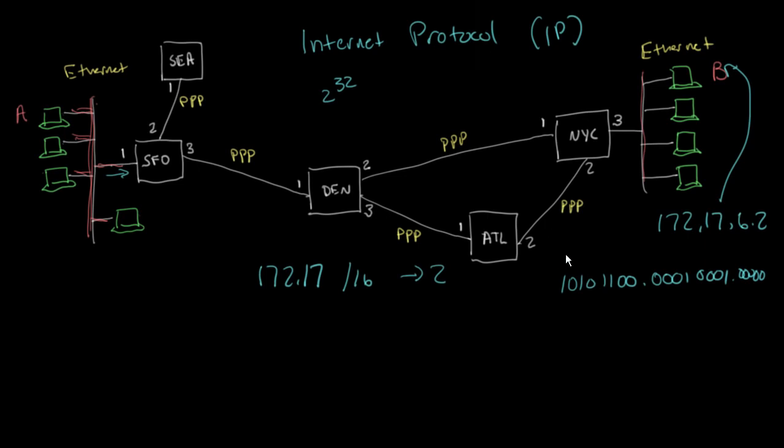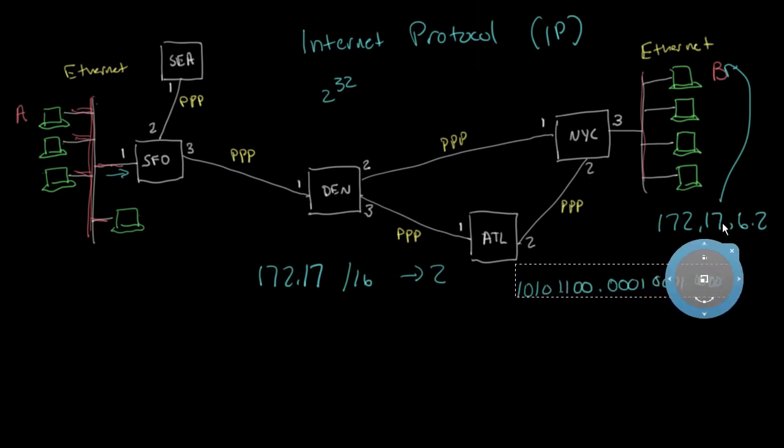Let me just move this over, make myself a little bit more room. Oops, there we go. And so 6 is 0110, and 2 is 000010. Sorry, that doesn't quite fit.